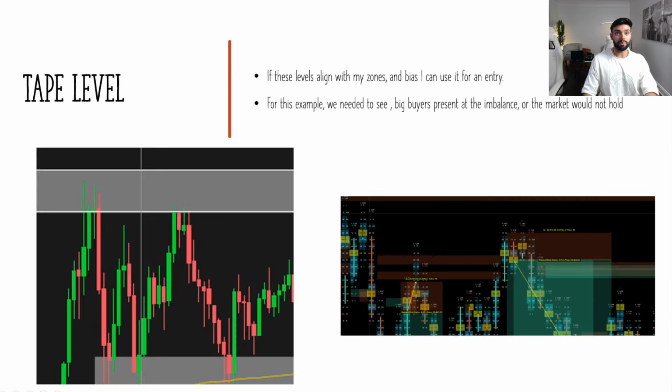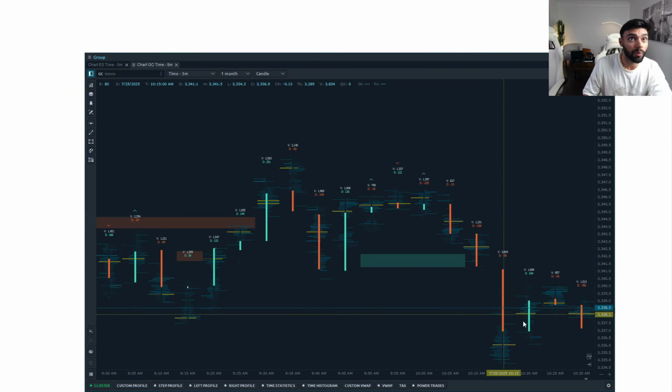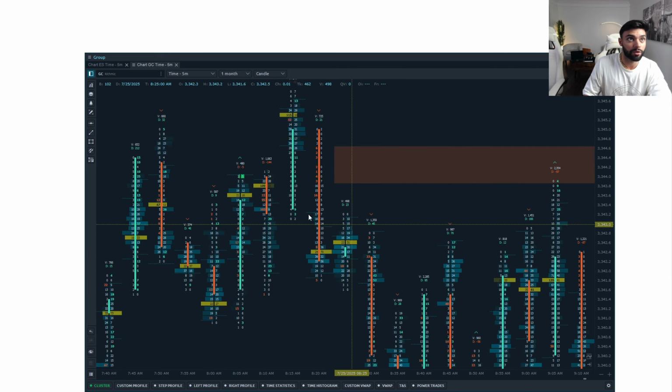So something big we have to pay attention to in imbalances is there's two different types of imbalances, right? We have continuation imbalances. So for a move up, we'll see an imbalance and the move will continue, right? For a move down, we'll see a red imbalance and the move down will continue. But we also have reversal imbalances.